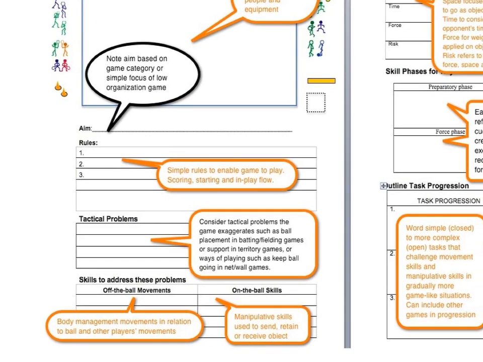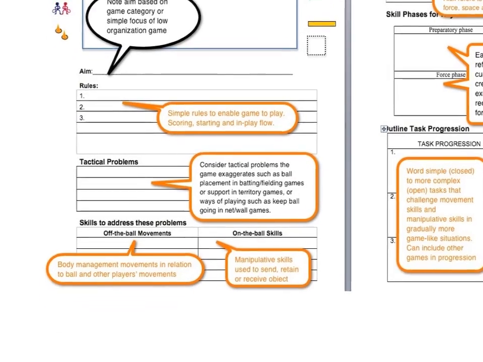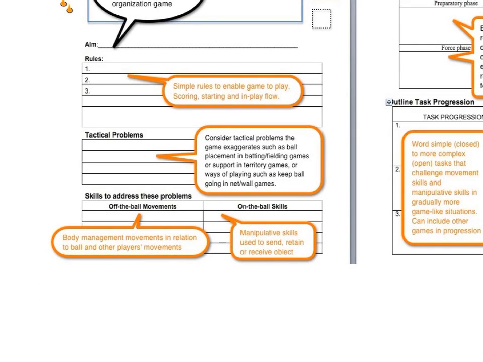The simple rules should always do something around scoring, starting and in play, and then you add on rules as situations arise. Tactical problems exaggerate things that the game brings out, and therefore these are the types of questions the teacher can ask to see if the kids can highlight it.